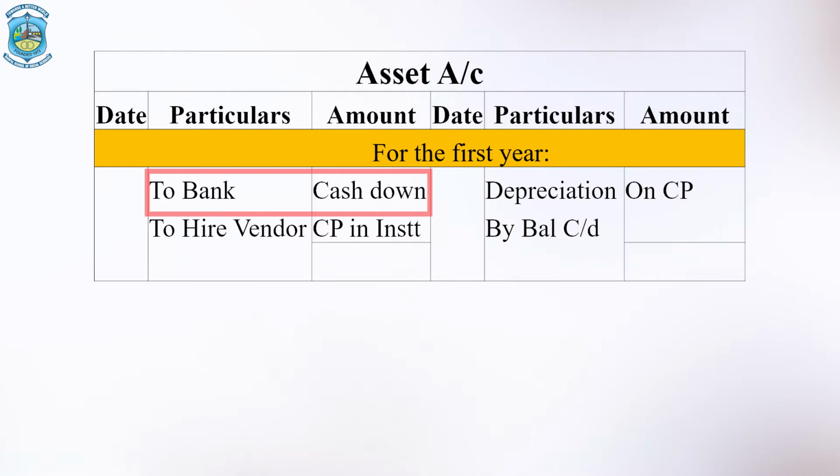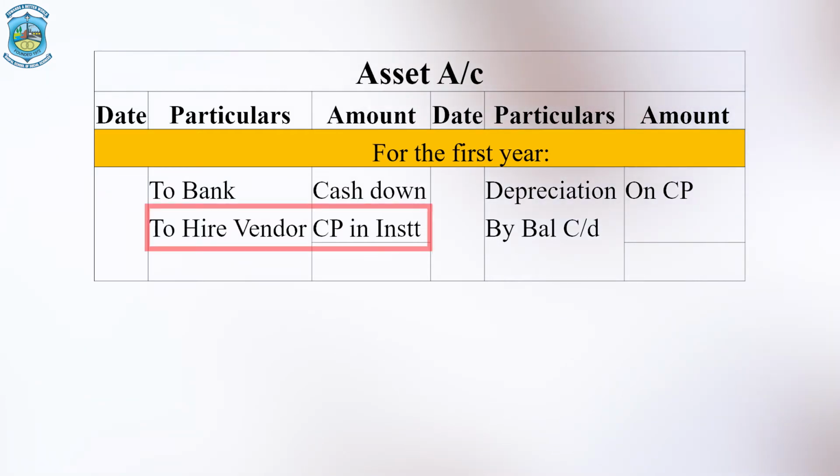Now, the year end would come, and by that time the installment would become due, and at that point of time the entry passed in the books of purchaser was asset account debited, interest account debited to hire vendor. Now, this is the amount of cash price included in the first installment, which became due at the end of the year. So, at the end of the year, you need to pass the entry on the debit side again as to hire vendor only with the cash price included in the first installment.